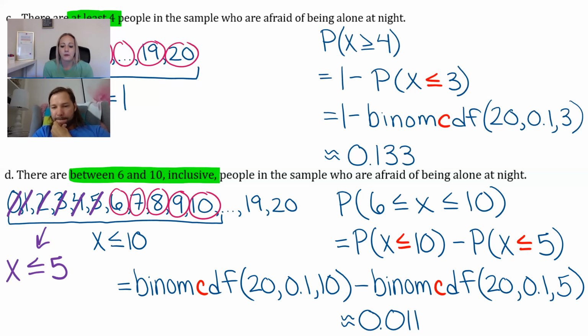And then you should get about 0.011. So can you see any sort of pattern there, maybe for the between 2 numbers case?